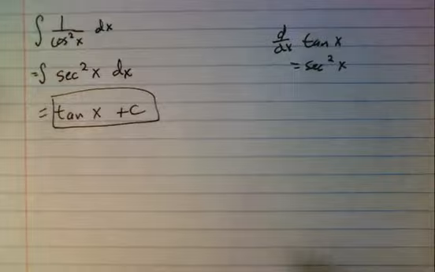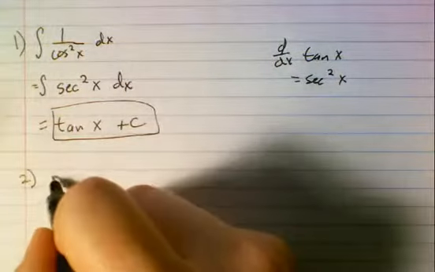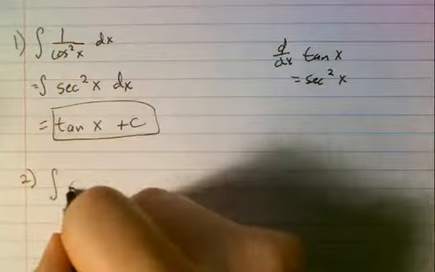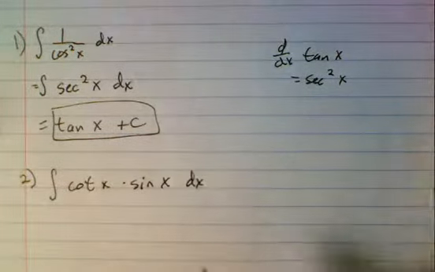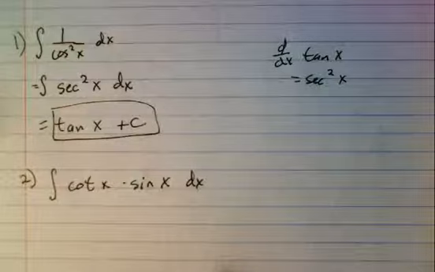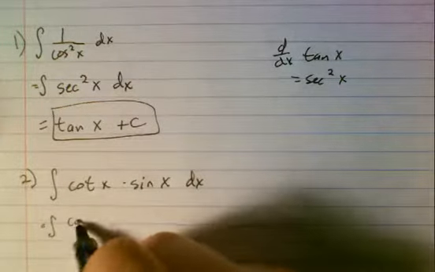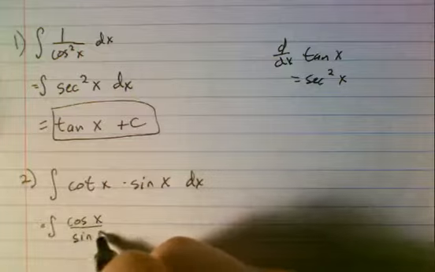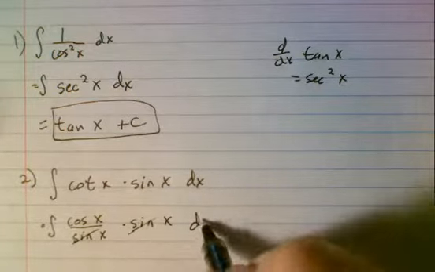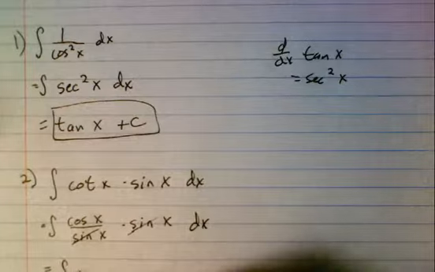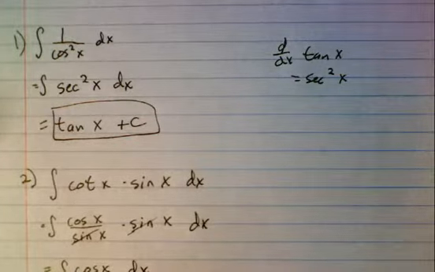Similarly, let's see, that was our first problem. This is our second problem. Let's say we're doing the antiderivative of the cotangent of x times the sine of x. Sometimes we can just play with these to get them to be nice and neat. So if you remember that the cotangent of x is the same as the cosine of x over the sine of x, those just cancel out, and we're left with the antiderivative of the cosine of x.